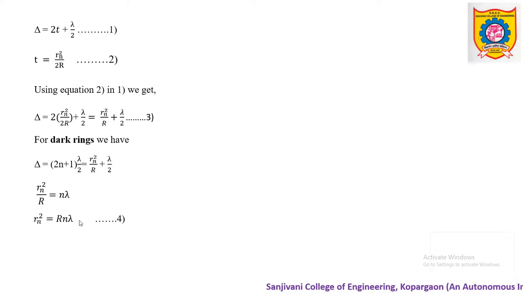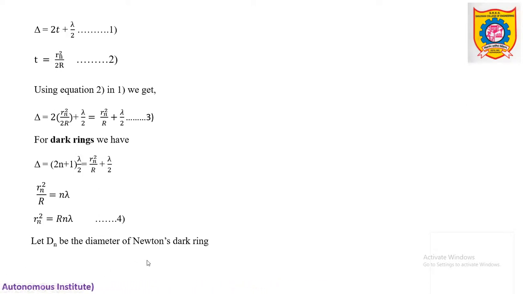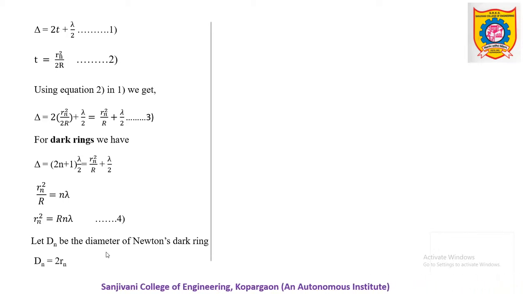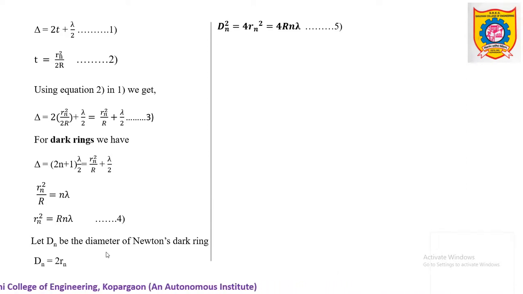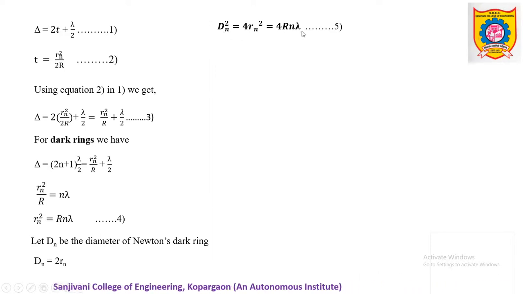Now from this radius we can find out the diameter. For that purpose, let us assume that Dn is the diameter of the nth Newton's dark ring. So we can write Dn is equal to twice Rn. Now since we have Rn square, let us square this equation, and we get Dn square is equal to 4 Rn square, and from equation 4 we have Rn square is equal to nR lambda, and this way the formula takes the form Dn square is equal to 4nR lambda. So this is the desired expression for the square of the diameter of Newton's dark rings.